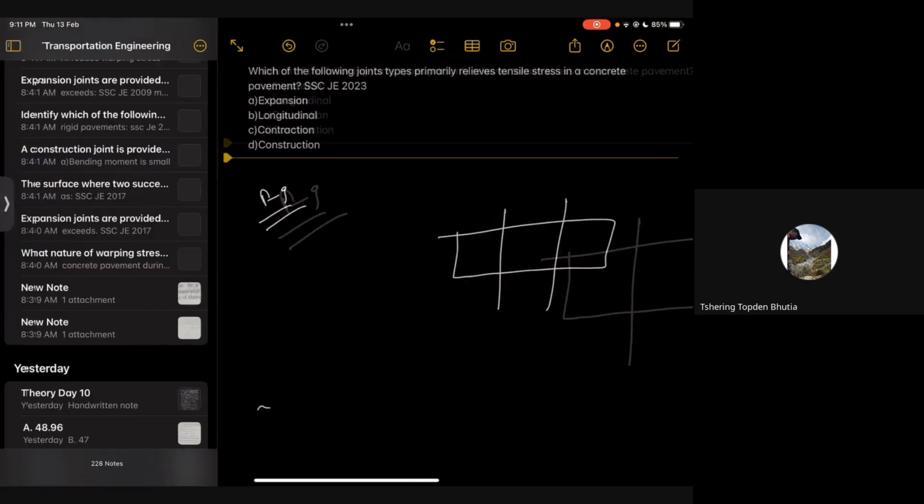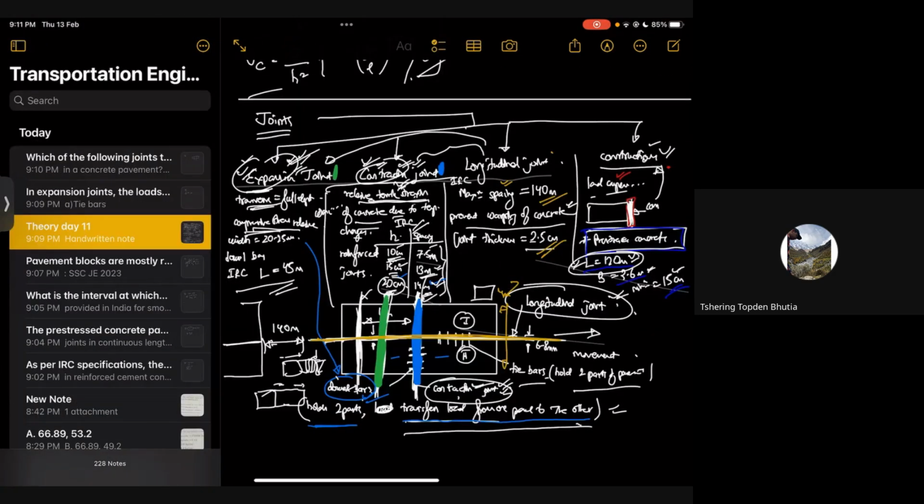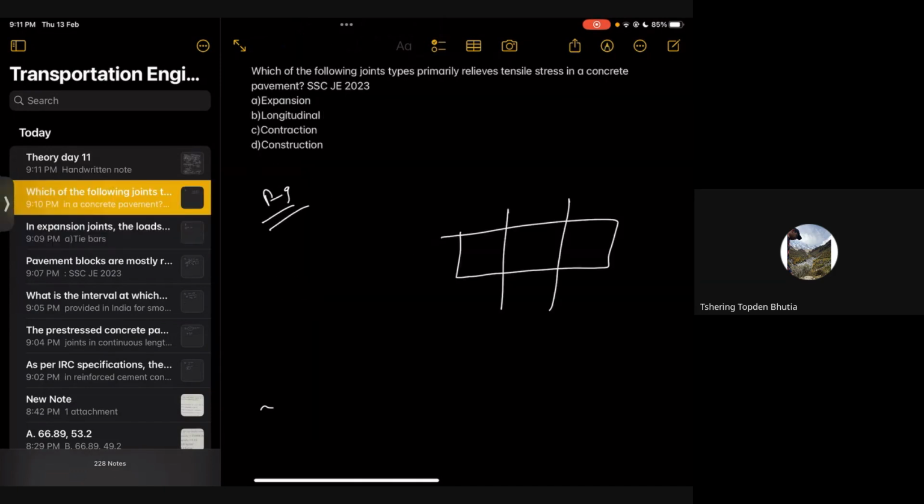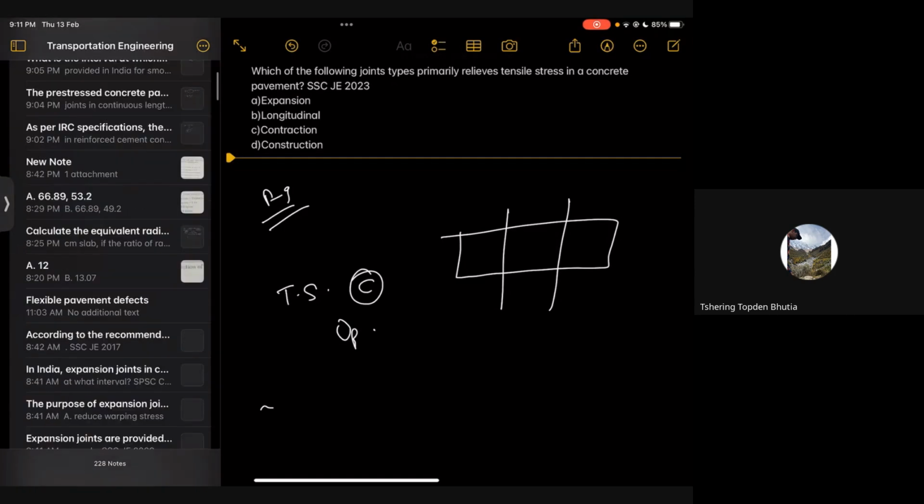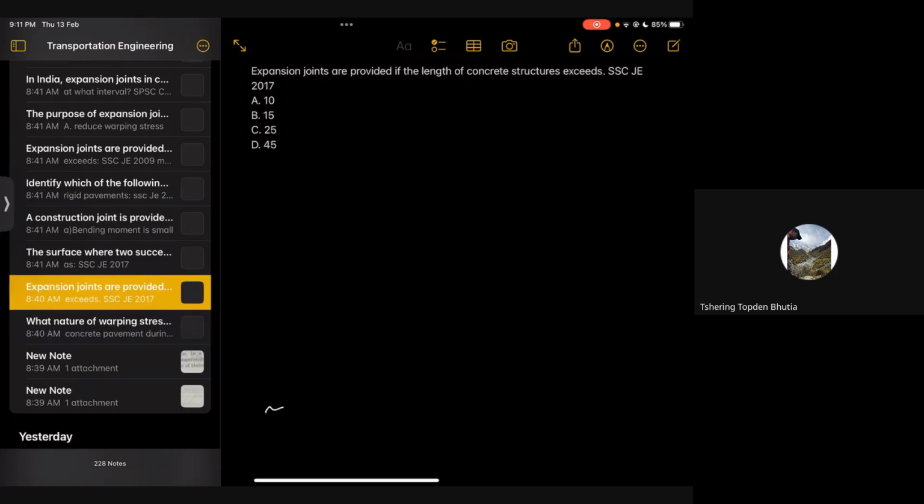Let me show you from the notes. The joint that releases compressive stress is the expansion joint, and the joint that relieves tensile stress is the contraction joint. So for tensile stress, it is the contraction joint, which is given by option number C, and around 90% of you have given the correct answer. Let's move ahead.